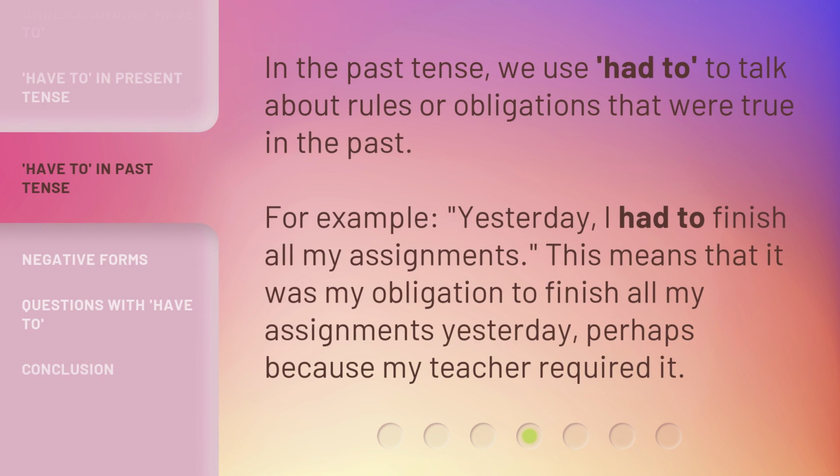In the past tense, we use "had to" to talk about rules or obligations that were true in the past. For example, "Yesterday, I had to finish all my assignments." This means that it was my obligation to finish all my assignments yesterday, perhaps because my teacher required it.